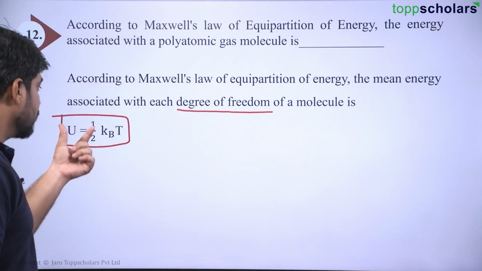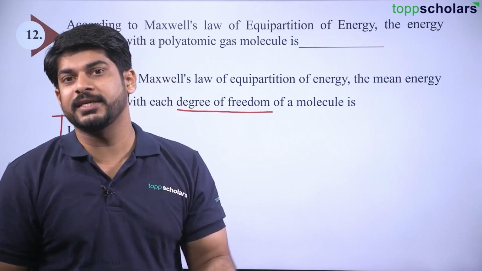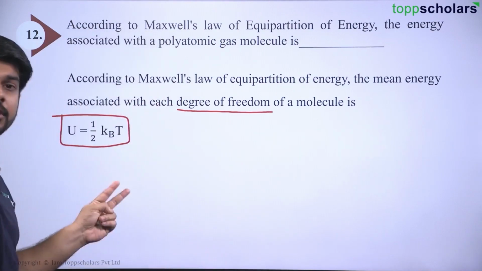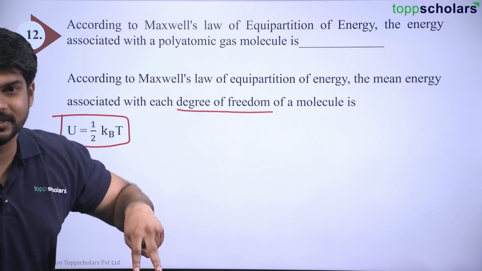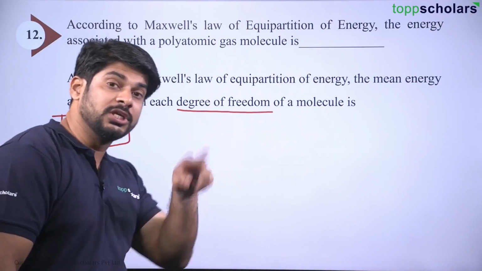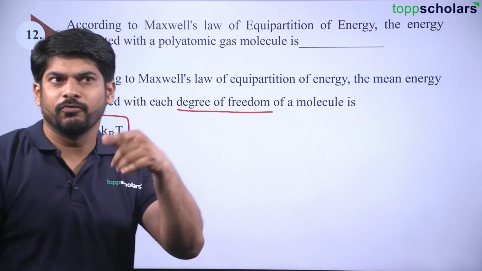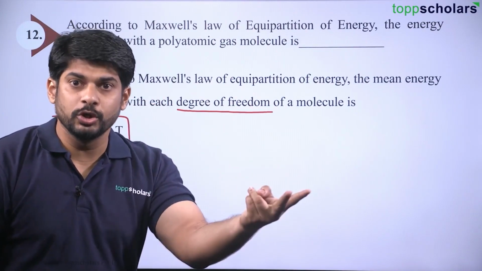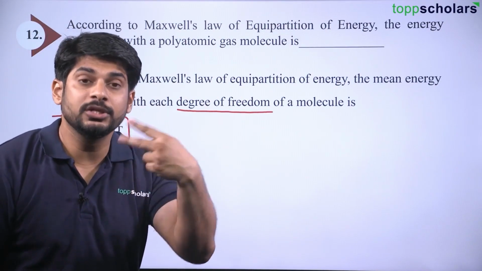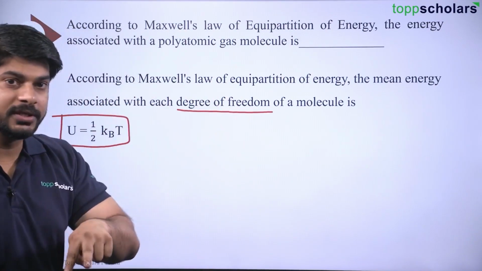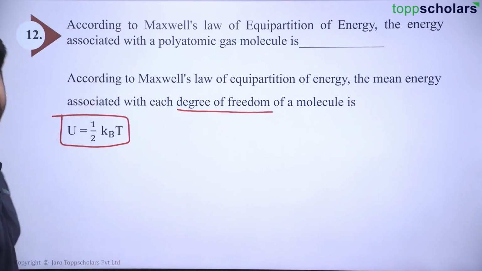So this is the energy associated with a single molecule. But if you have 2 molecules, each having a single degree of freedom, then the total energy will be twice, isn't it? If you have 3 molecules, thrice. Now if you have, let's say, 2 molecules and each one of those has 2 degrees of freedom, then 2 times 2, that is 4 times 1/2 kBT. That will be the total energy, isn't it?